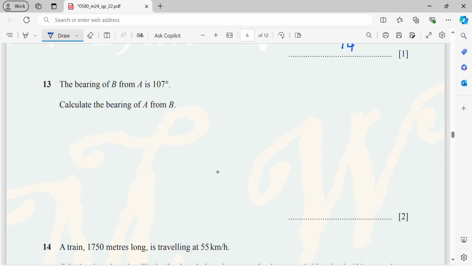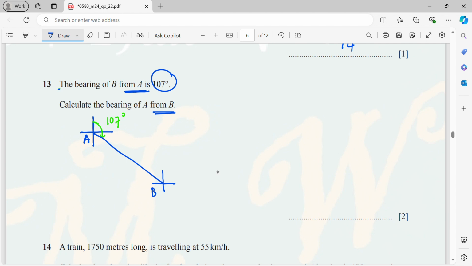Question 13. The bearing of B from A is 107 degrees. Now calculate the bearing of A from B. Okay, so now because from A, I will draw A here. Let's say this is A. Because of 107 degrees, it means that it is exceeding 90 degrees. So for your information, bearing is counted from the vertical axis here, right? So this is 107 degrees. That means the B will be somewhere here.